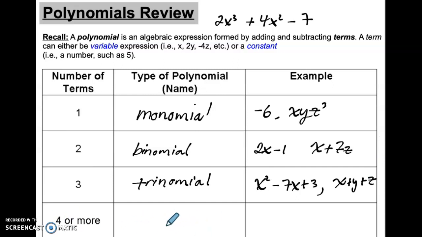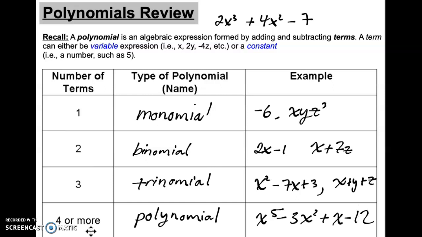If it has 4 or more terms, we don't have a special name for it. We would just call it a polynomial. And that would be something like x to the 5 minus 3x squared plus x minus 12. Okay, that's a polynomial.